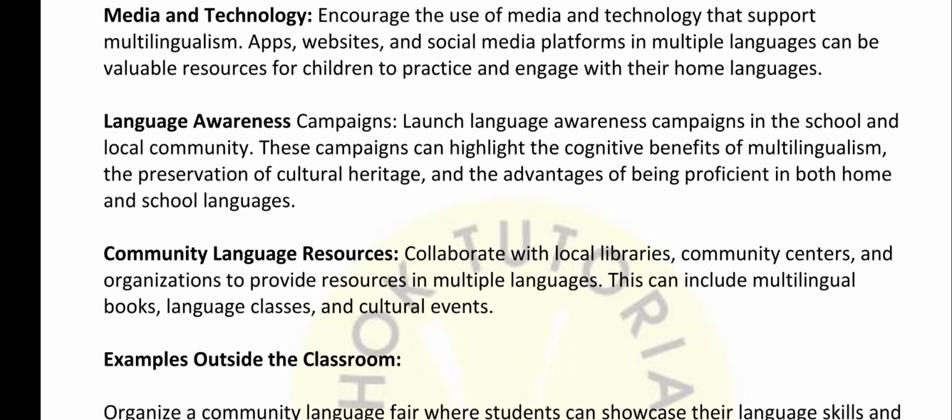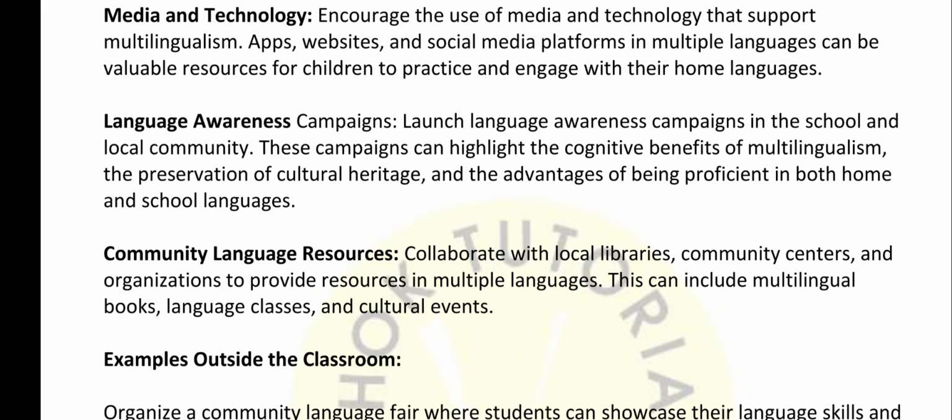Now, language awareness campaigns. Launch language awareness campaigns in the school and local community. These campaigns can highlight the cognitive benefit of multilingualism, the preservation of cultural heritage, and advantage of being proficient in both home and school languages.